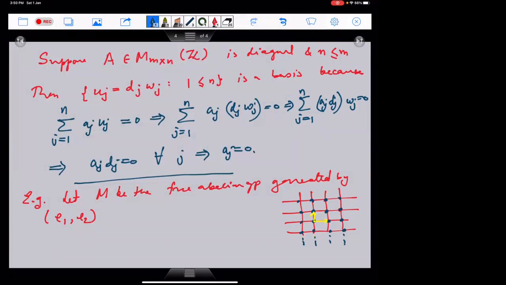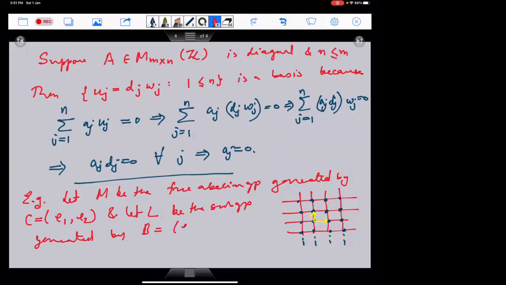Okay, so this is denoted by say C, and let L be the subgroup generated by B, which is V1, V2, where V1 is (2, 1) and V2 is (-1, 2).